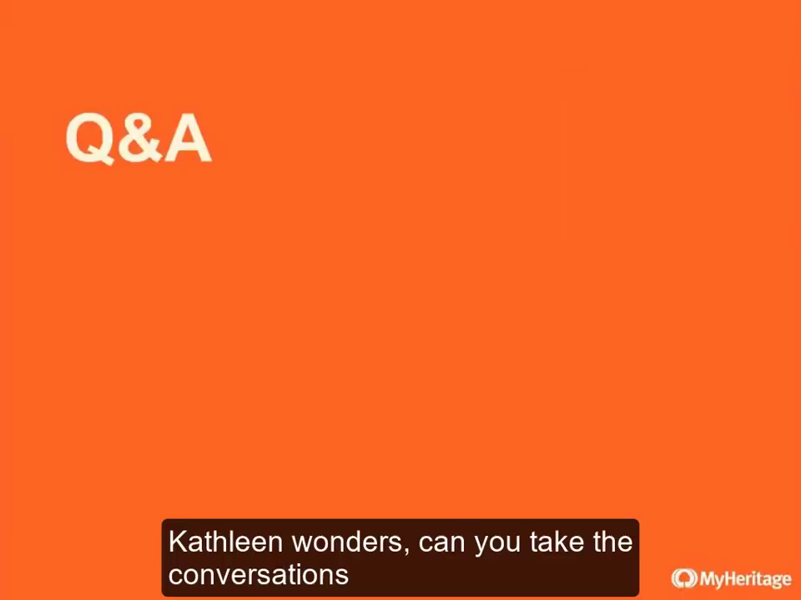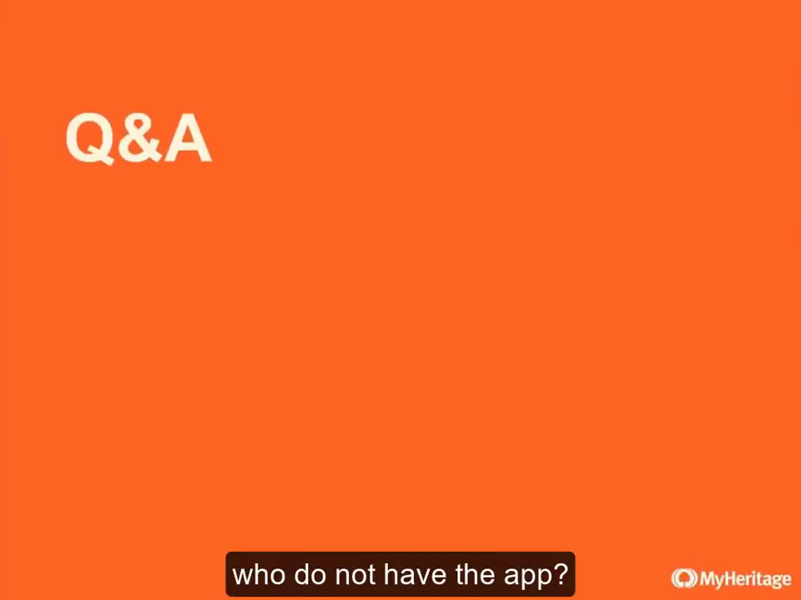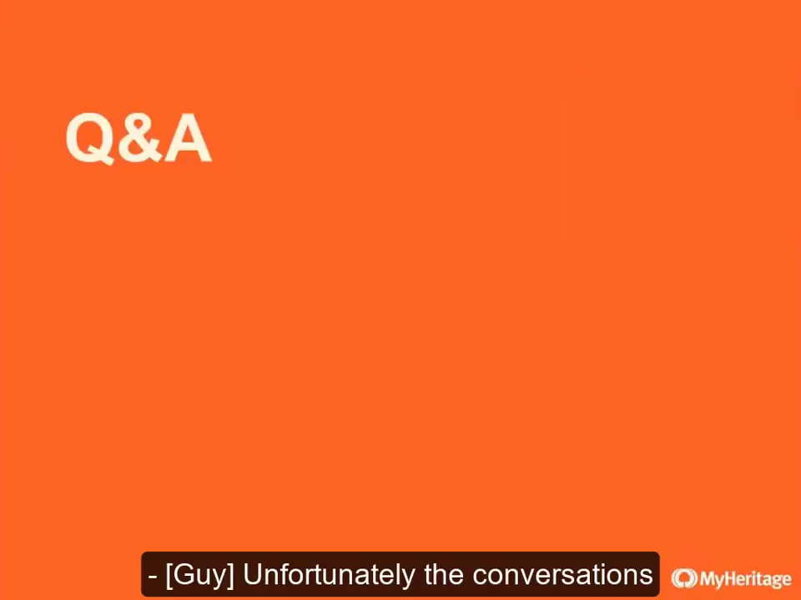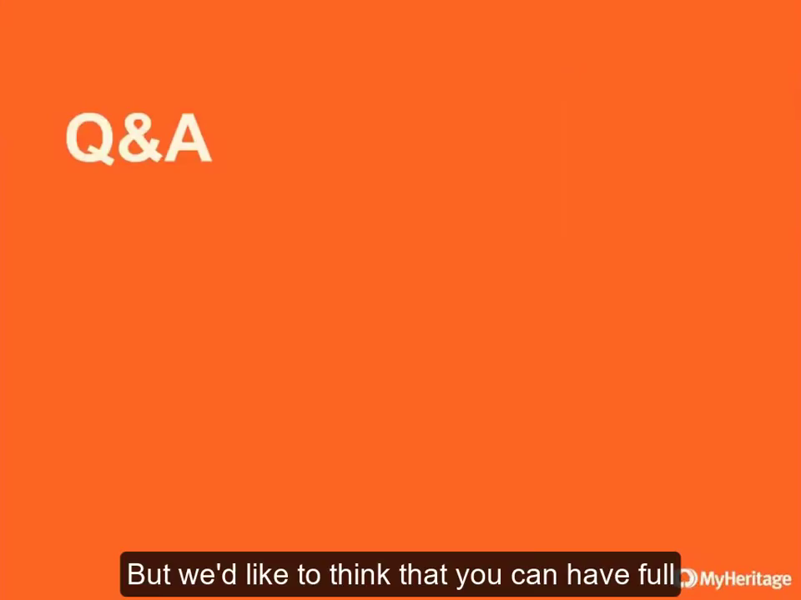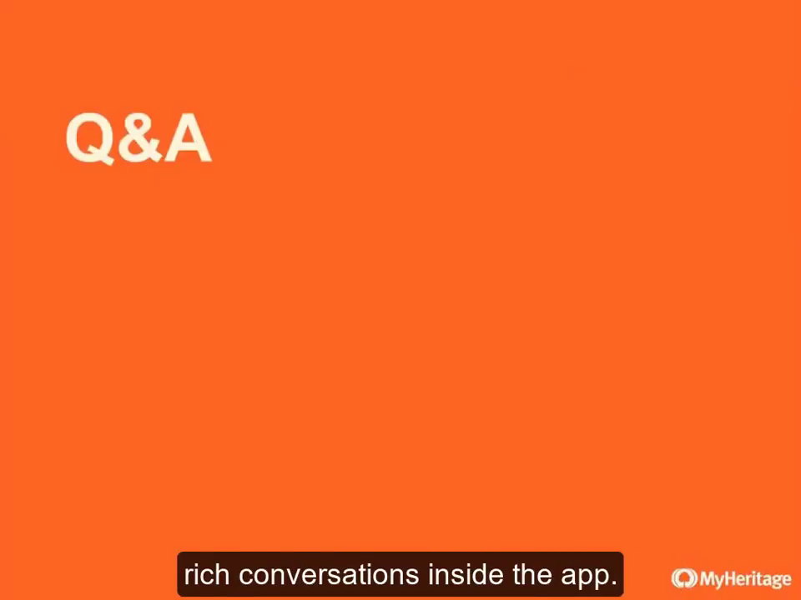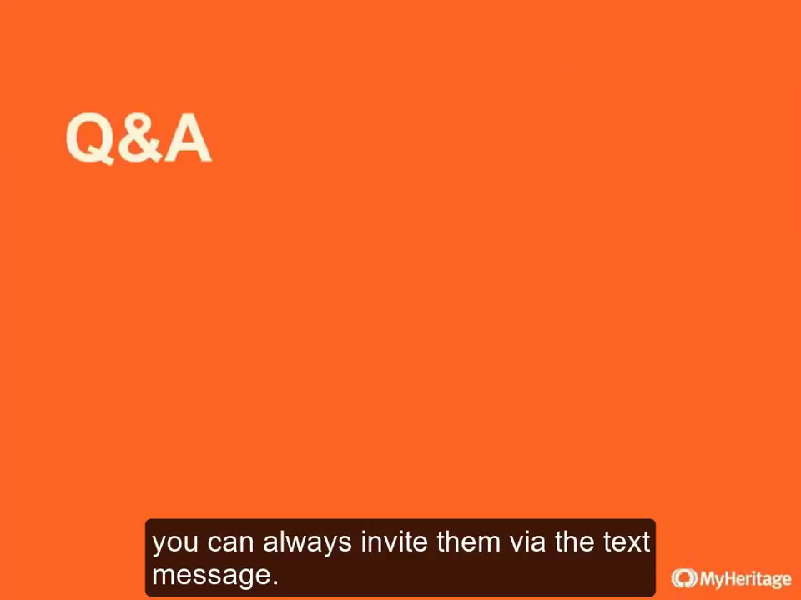Okay, thanks. Kathleen wonders, can you take the conversations from the app to share with family members who do not have the app? Unfortunately, the conversations are contained in the app, so you can't contact, like, an email address from the app. But we'd like to think that you can have full, rich conversation inside the app. And if the family member doesn't have MyHeritage, you can always invite them via text message.